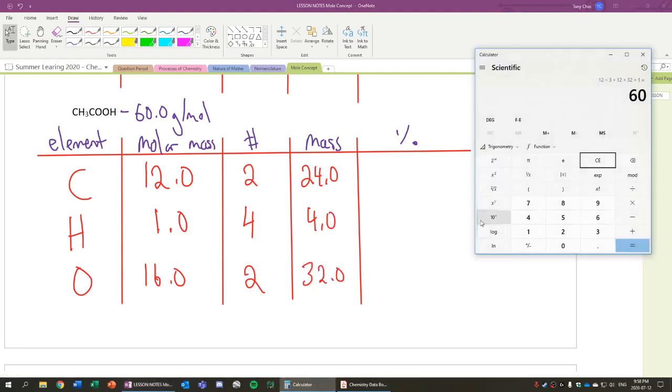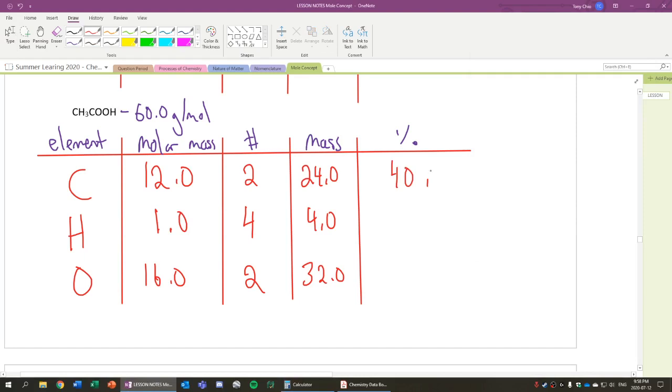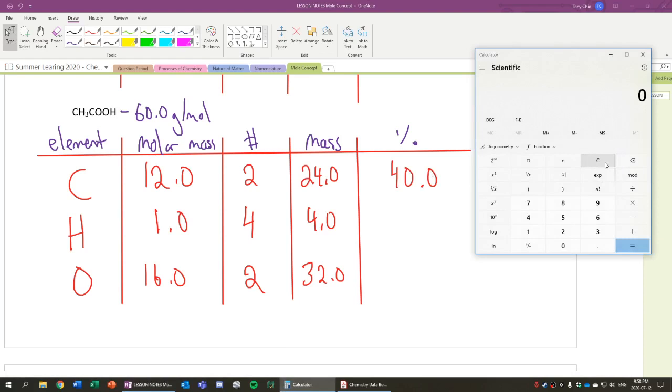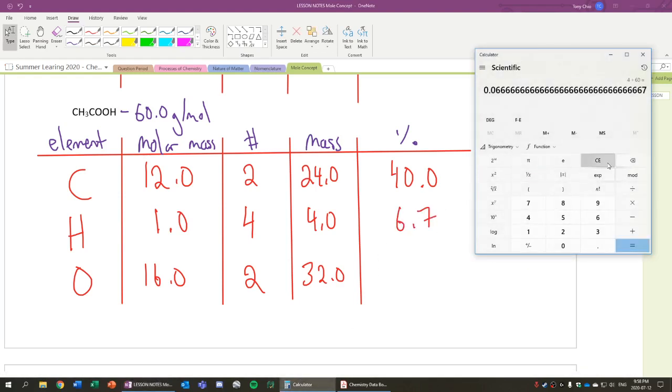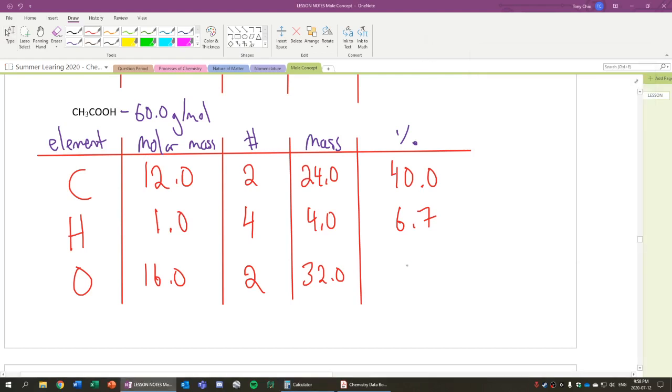So what would the percentage composition of each of these elements be? 24 divided by 60 gives you 40%. So 40% of this chemical is carbon. 4 divided by 60, in this case, is 6.7% hydrogen. So what is oxygen? 32 divided by 60 is 53.3% oxygen. So again, if you add these all up, they should add up to 100%. Okay.